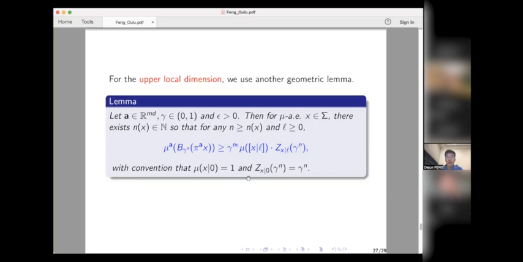However, for the upper local dimension, we need to use another geometric lemma. Also, we can use this kernel Z and also use this Z and mu such that we can give a lower bound of pi_a mu, sorry, this should be pi_a mu of a ball centered at pi x with some radius gamma to the n, but the result should hold for all n and all l. Okay, so these are some technical lemmas we need to use to prove the upper bound.